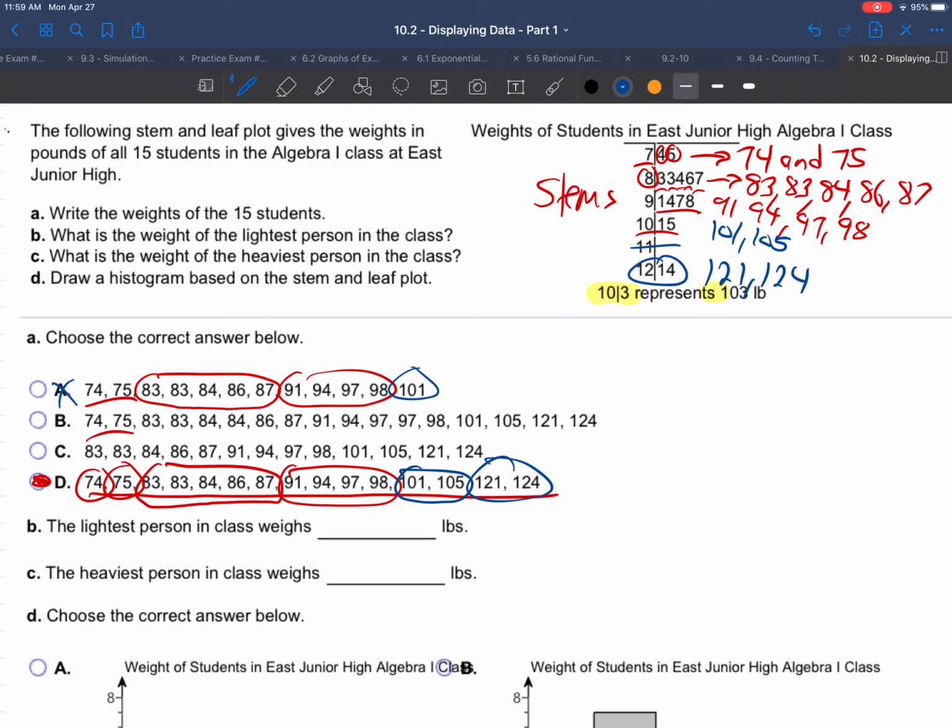Okay, now that we've got that, what is the lightest person in the class? You see how you can quickly tell by a stem and leaf display. You can tell it's 74 pounds, the lightest person in class. What's the heaviest person? Well, 124, the bottom of the chart. All right, so we roll on.